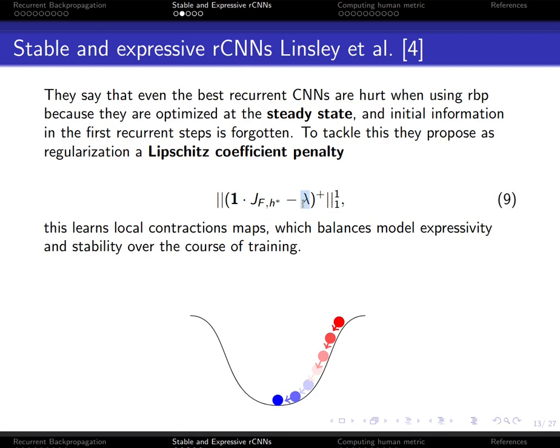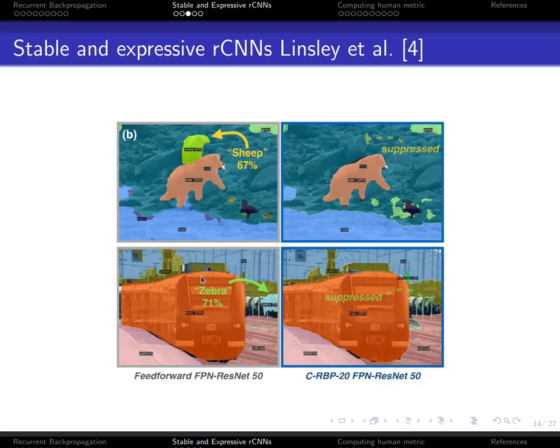Now this lambda is the Lipschitz constant, and when this constant is less than 1, it means that we are learning a contraction map. When it's equal to 0, it's a really strong contraction map, and as it's closer to 1, we can get some expressivity while being stable, so while converging. So that's what the authors did.